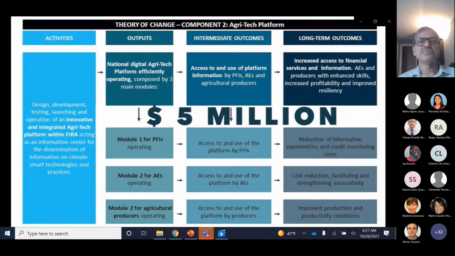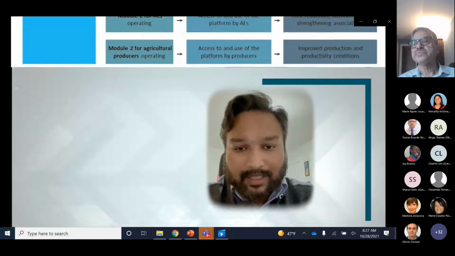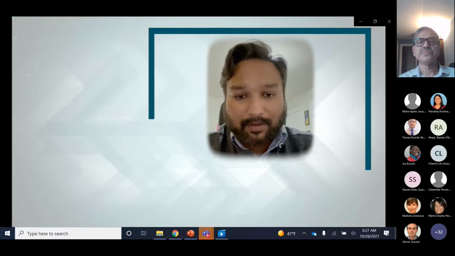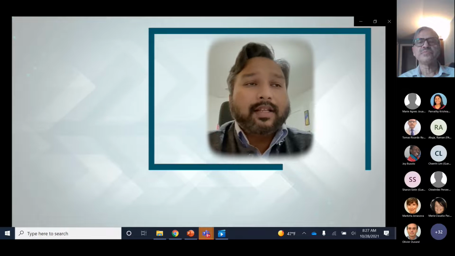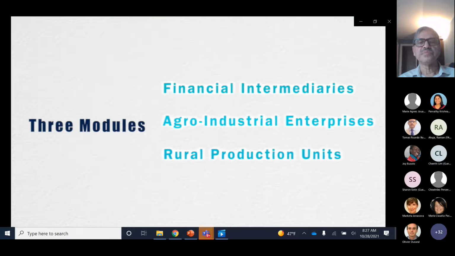Now, this is a $5 million investment by our client FIRA in order to design, develop, test, launch, and operate an integrated and multi-service Agritech platform in Mexico. Now, the design of this platform is such that it comprises 3 modules explicitly catering to 3 types of clients for FIRA. Namely, these are financial intermediaries, agro-industrial enterprises, and rural production units.